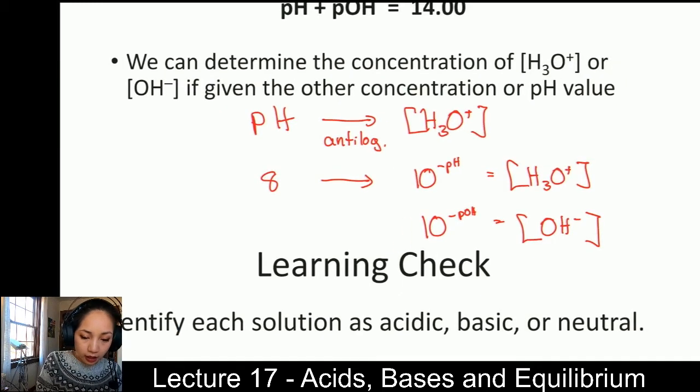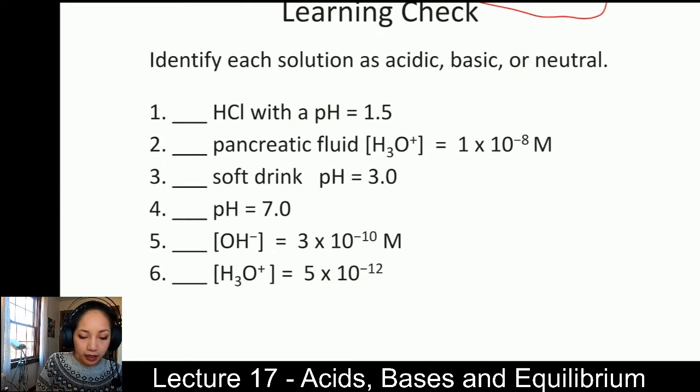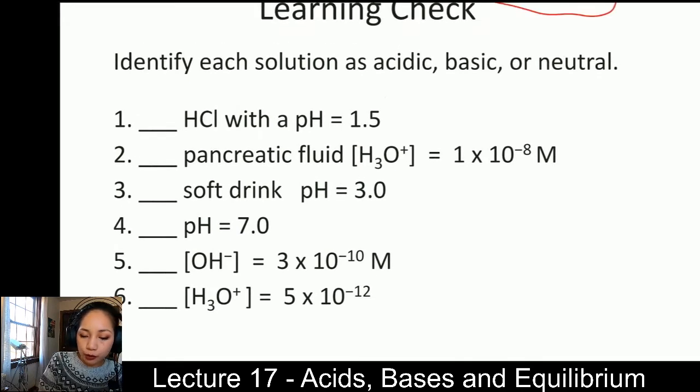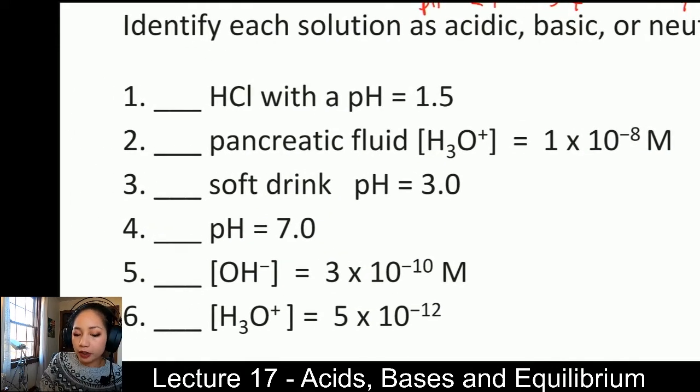All right, so this is important here: how to undo your pH and pOH. Let's identify these different solutions as acidic, basic, or neutral. So remember, neutral is a pH of 7. Basic is anything above 7. Acidic is anything less than 7. All right, so HCl with a pH of 1.5. 1.5 is less than 7, so that's going to be acidic.